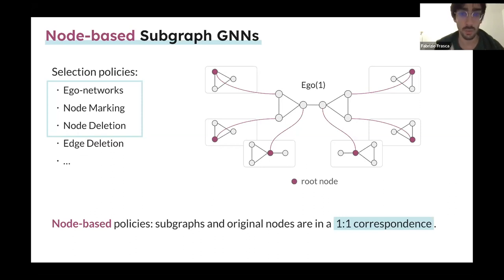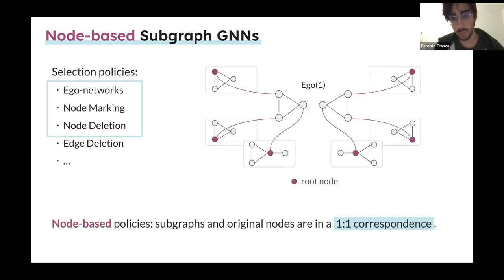In the case of ego networks, we can always put in correspondence the ego network per se with the root of the ego network. In the case of node marking, trivially, we can put in correspondence the marked subgraph with the node that is being marked. So in general, we label these nodes as root nodes, the nodes that give birth to a specific subgraph. All these subgraphs, using these subgraph selection policies, we call node-based subgraph GNNs. The focus of our work is on this subfamily. We would like to study the expressive power of this family of subgraph GNNs and hopefully find a common characterization.